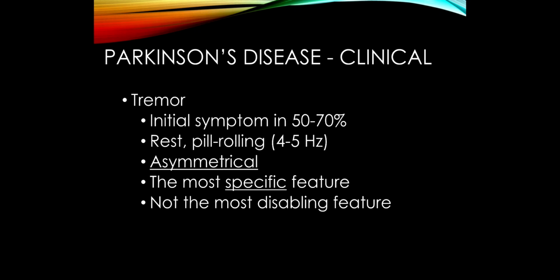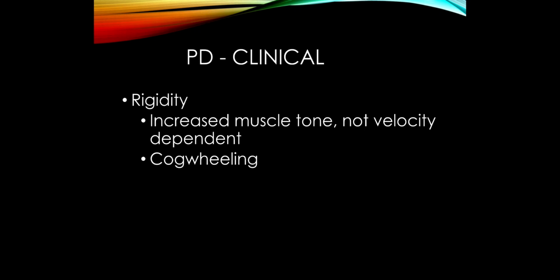It is the initial symptom in more than half of patients. So that's usually the first thing that the patient or the spouse will notice. But important here just to realize that although this is kind of an obvious thing that leads to the diagnosis, this is really not the disabling feature. The disabling features are in the akinesia or bradykinesia category for the most part.